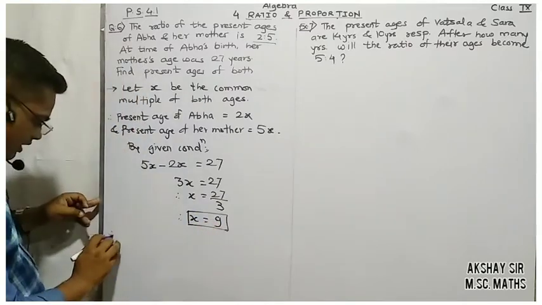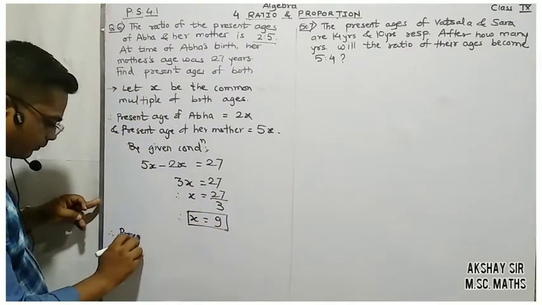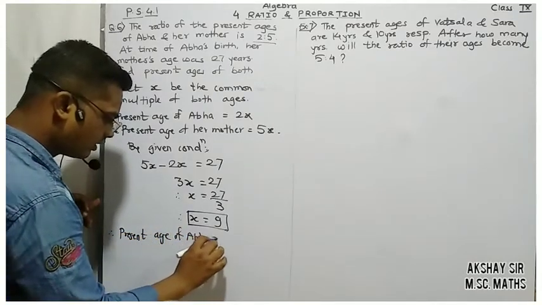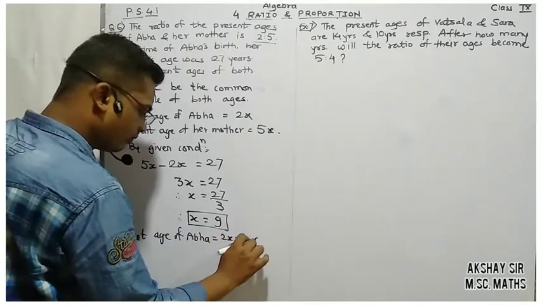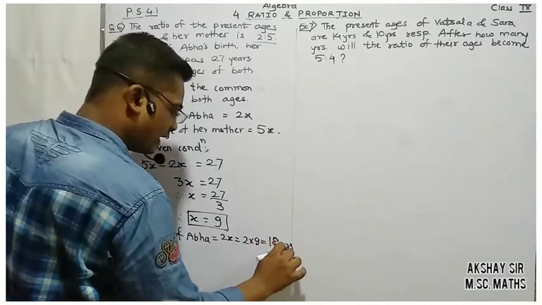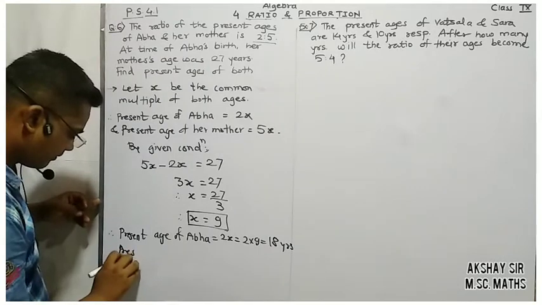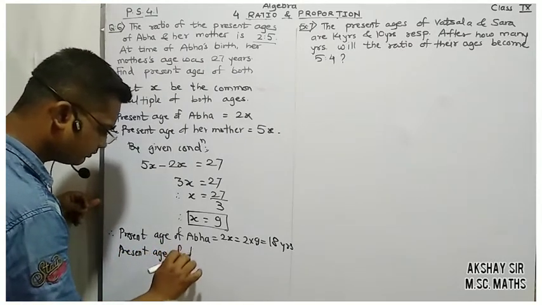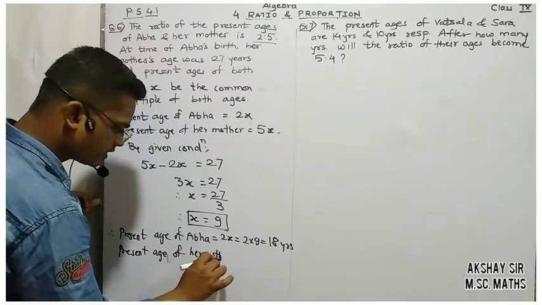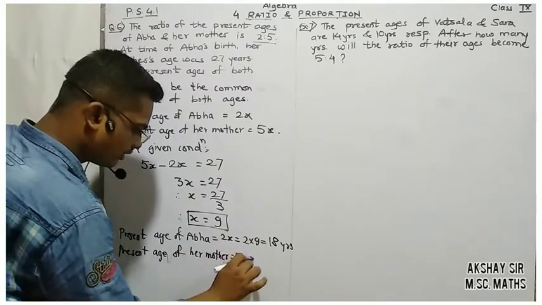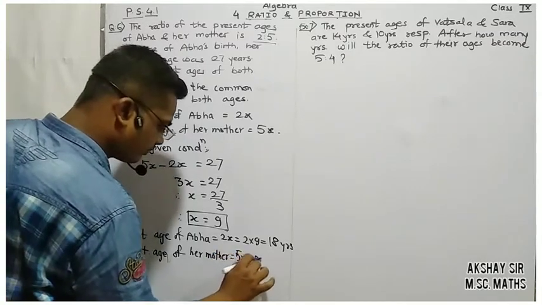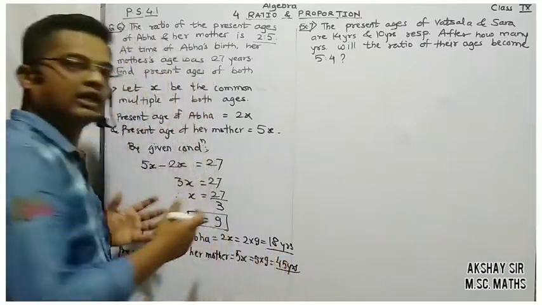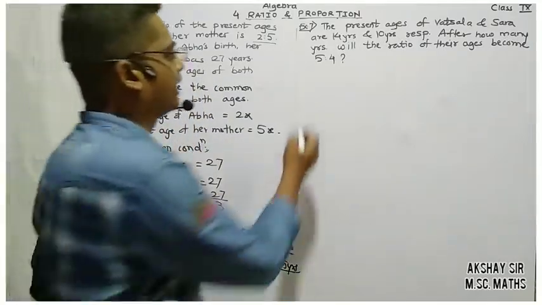And let us now take their present ages. Therefore present age of Abha equals to 2x, that is 2 into 9 equals to 18 years, and present age of her mother, which we have taken as 5x, so it will be 5 into 9, that is 45 years. That's it for the solution. Let us move toward the next example.